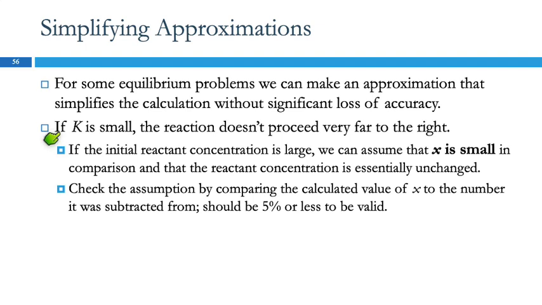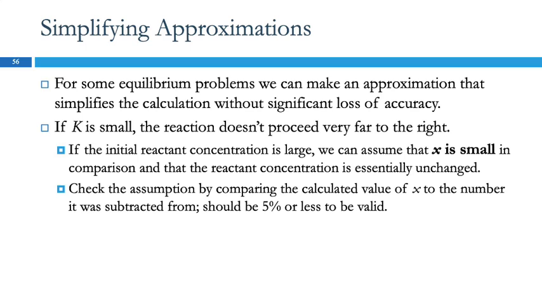Well, if the equilibrium constant is small, that means that the reaction does not go very far towards the products. So the change in reactant concentration is going to be small. If that change is small relative to the concentrations, so if the initial reactant concentration is fairly large and X is small in comparison, then essentially the reactant concentrations do not change. And so then that simplifies the equation.